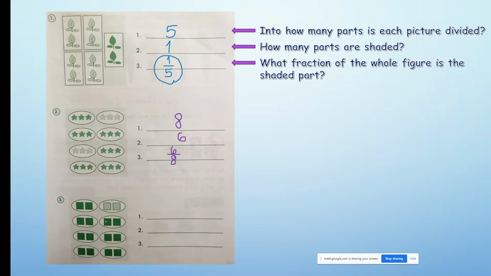Next, how about the next one? How many parts are there in this picture?